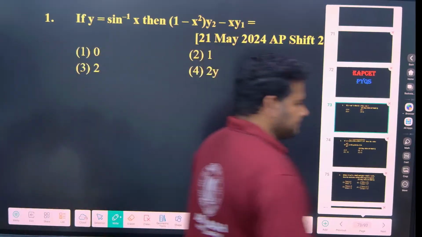Clear? So, look at this question. If y is equal to sin inverse of x, then 1 minus x square y2 minus x times y1, where y2 is the double derivative and y1 is the first order derivative. So y was given as sin inverse of x. What will happen to y1 or y dash? y1 is 1 by root of 1 minus x square.